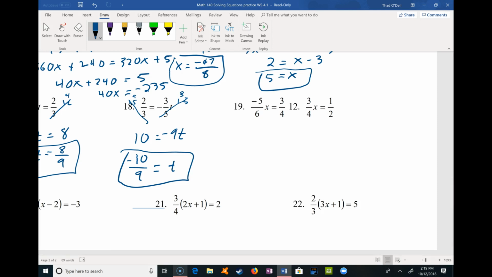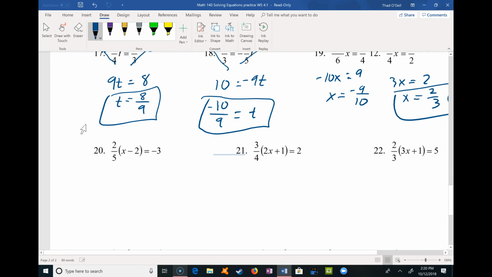Okay, so this one, we're going to multiply both sides by 12. So here, that would be negative 10x, and multiply that by 12, that would be 9. So x is equal to negative 9/10. Over here, I'm going to multiply both sides by 4. So that would be 3x is equal to 2, which means x is equal to 2/3.